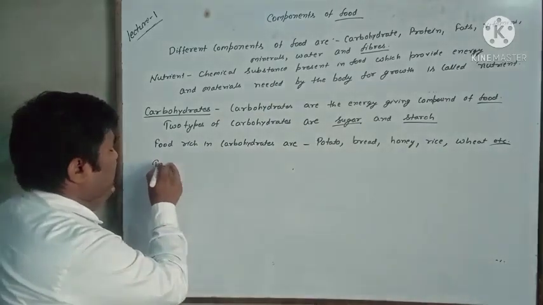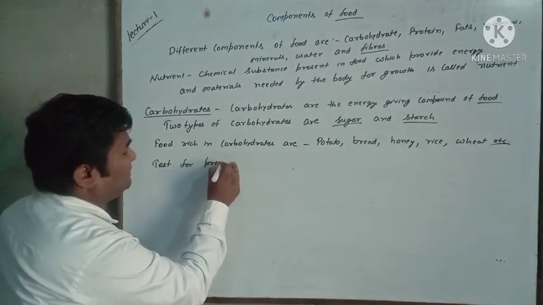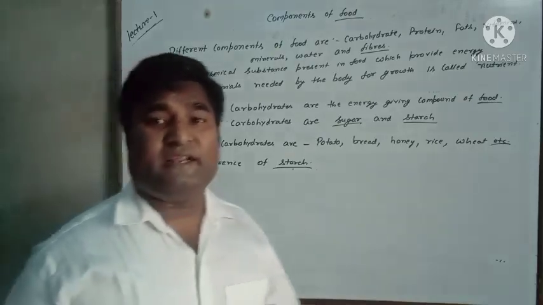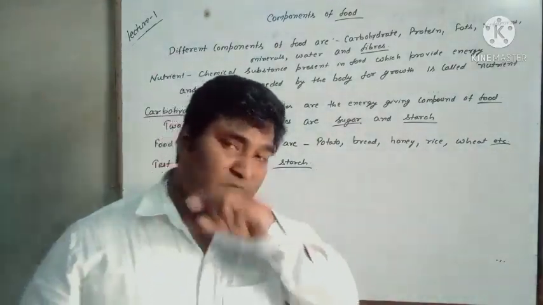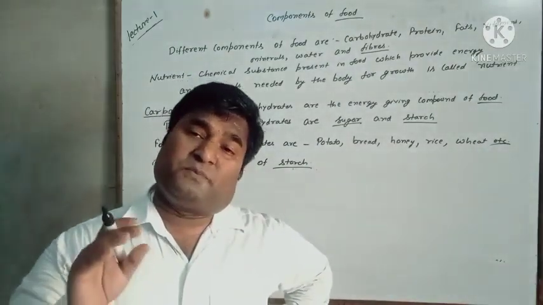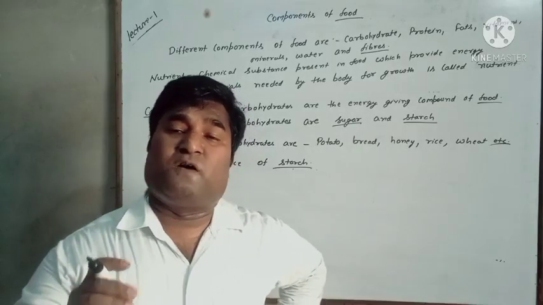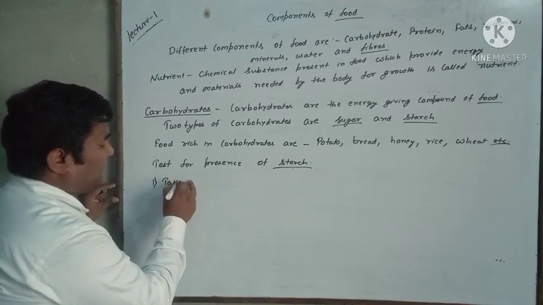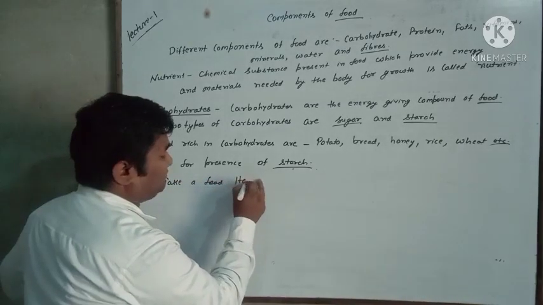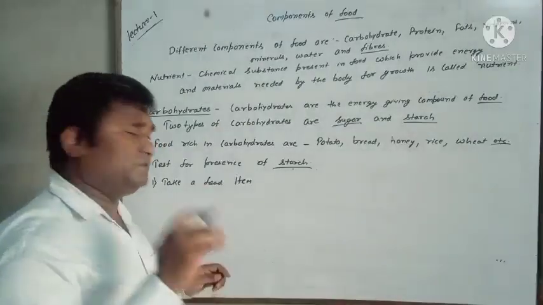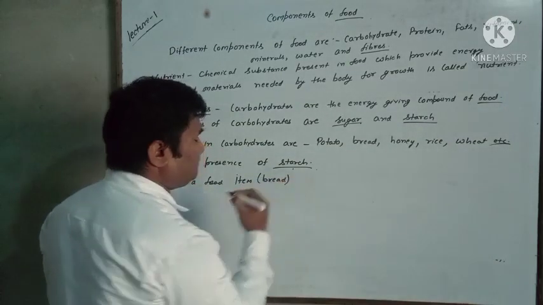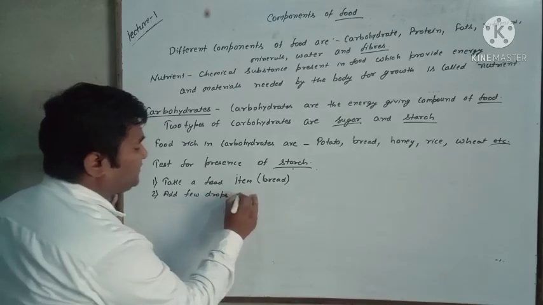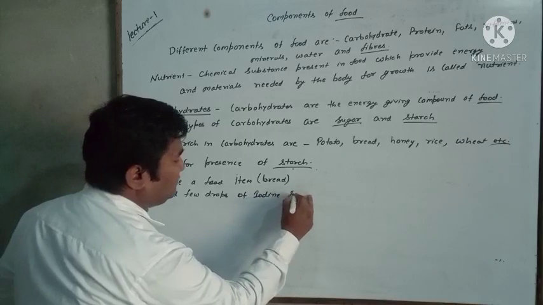Next is the test for presence of starch. The food that we eat contains starch. How do we test the presence of starch? From junior class, you know the presence of starch in a leaf can be tested with the help of iodine solution. So what do you have to take? First, take a food item. Take any food item that you want to test. For example, I have taken bread. Second, add a few drops of iodine solution.